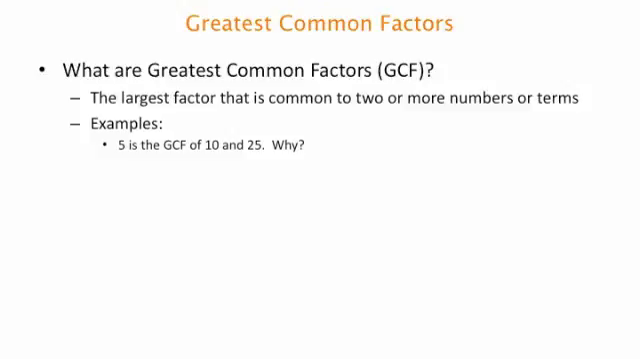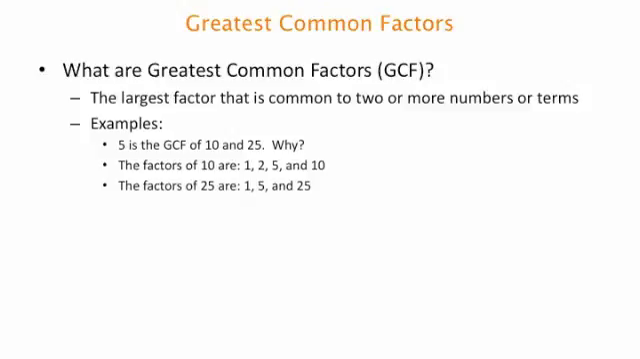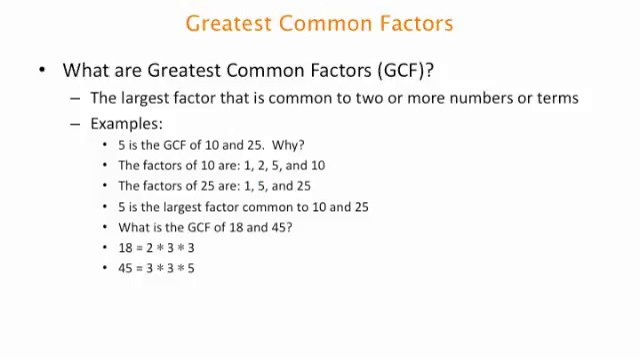Now, when we're doing factoring, we want to look for a greatest common factor, a GCF. And that's just the largest factor that's common to two or more numbers or terms. For example, if I look at 10 and 25, the factors of 10 are 1, 2, 5, and 10, and 25 are 1, 5, and 25. And the greatest common factor there is 5.